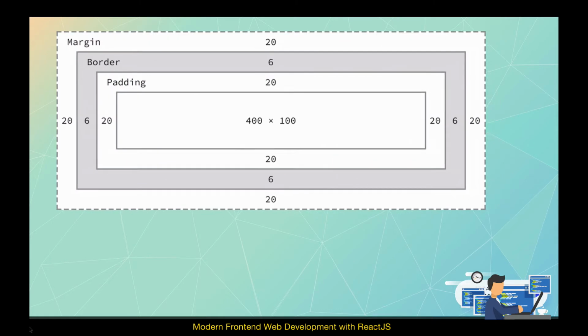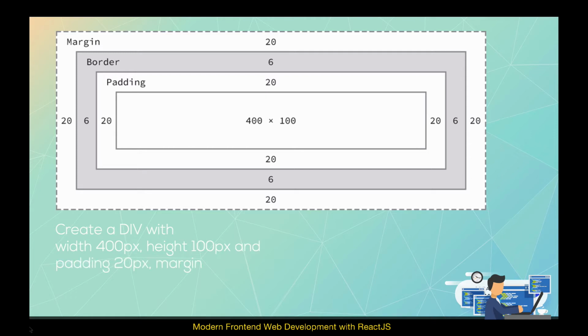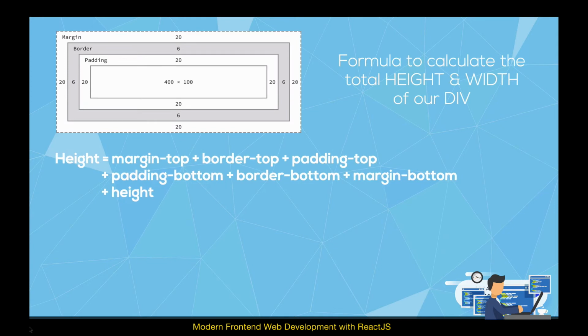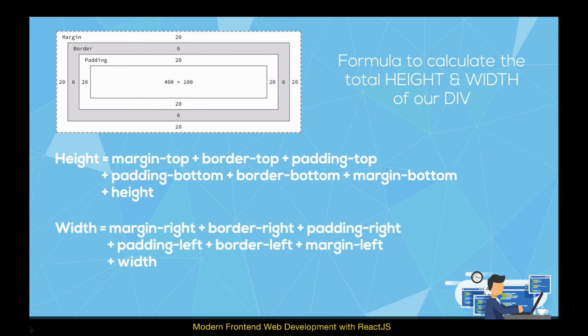Let's create a div with width of 400 pixels, height 100 pixels, margin and padding set to 20 pixels, and border 6 pixels solid red color. You can see the result in your browser. You can as well inspect that. And this is the formula to calculate the actual height and width of a box layout. In our case, the height and width of our div.